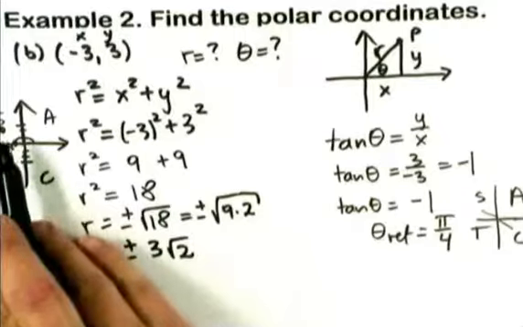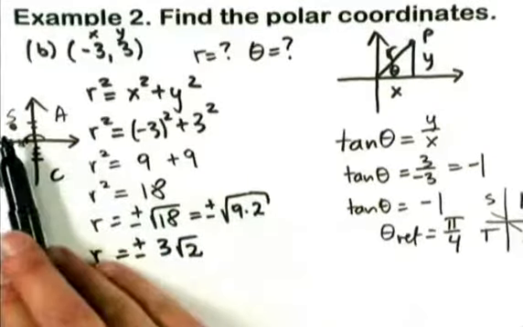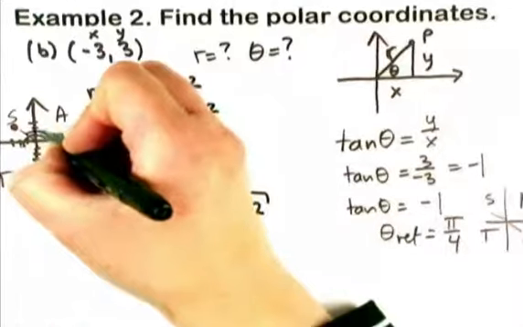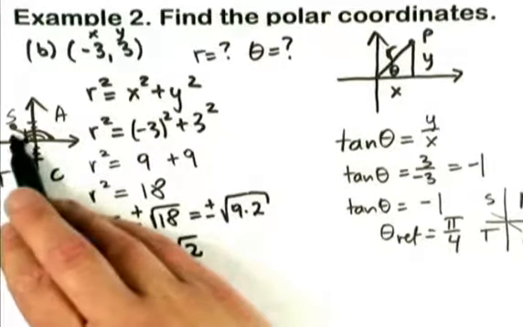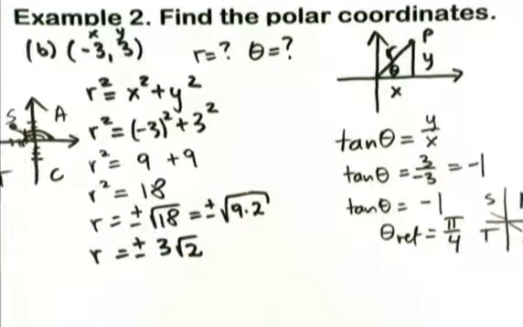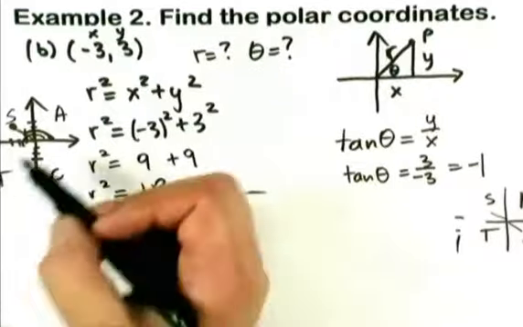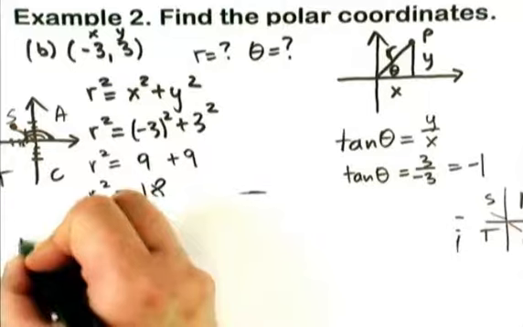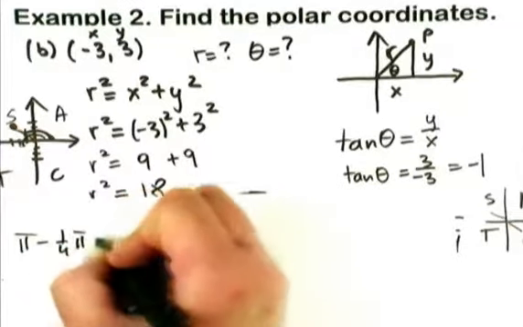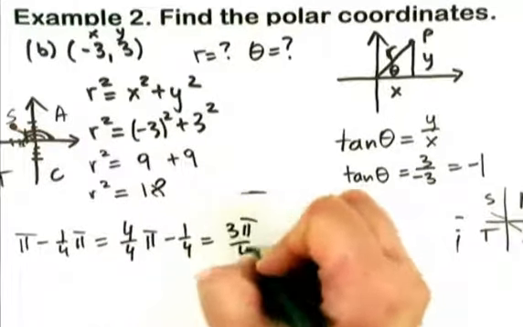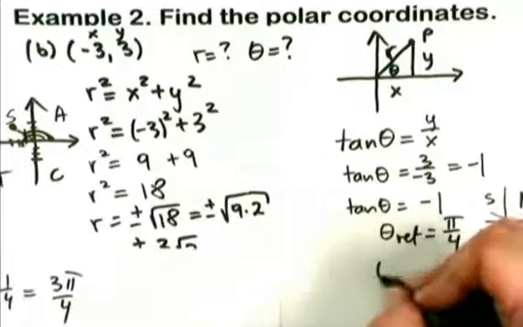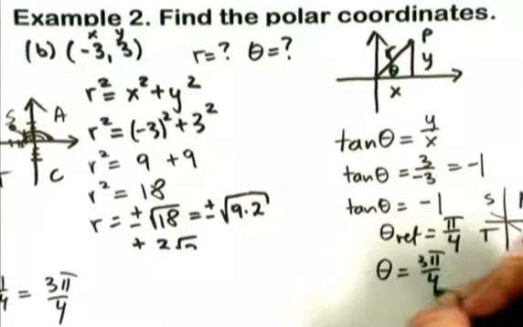And that's where my theta is negative tangent. So I'm looking for this angle. The reference angle is pi over 4. Here would be pi, and my reference angle is pi over 4. So pi minus 1/4 pi, or 4 over 4 pi minus 1/4 pi, gives me 3 pi over 4. So my theta is 3 pi over 4.